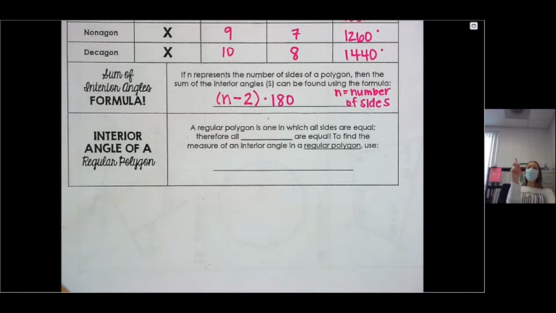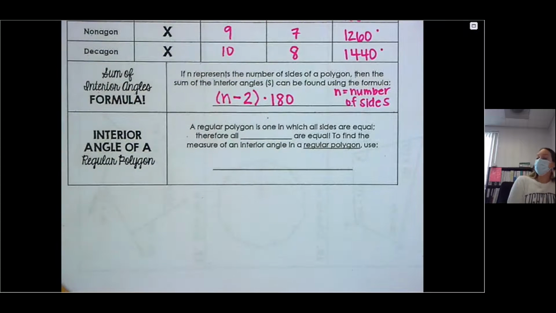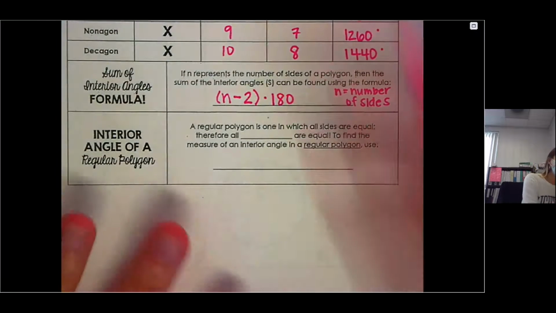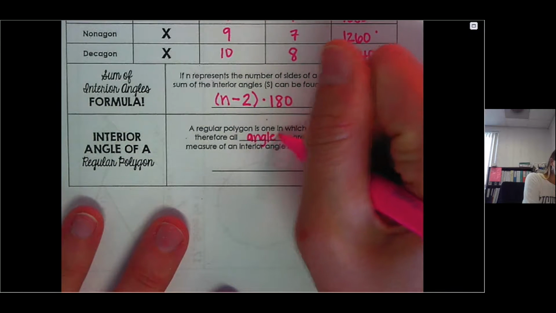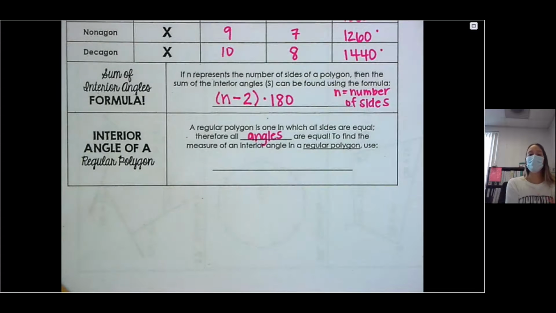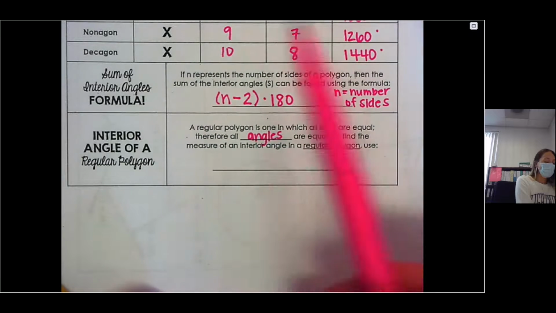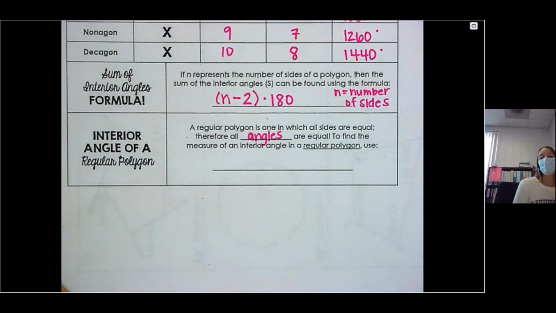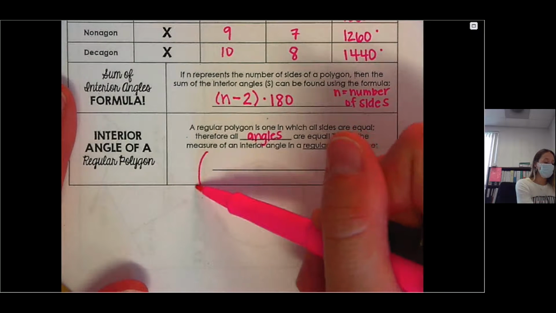Now, to find one individual angle: a regular polygon is one where all of the sides are the same and all of the angles are the same. So in other words, it's a picture where everything is symmetric. Everything looks exactly the same. To find the measure of an individual angle, we're going to take the total amount of all of our interior angles and divide it by the number of sides. That's going to tell me what just one angle is equal to inside of a regular polygon. I'm going to put the formula down below. I just don't have enough room up there.